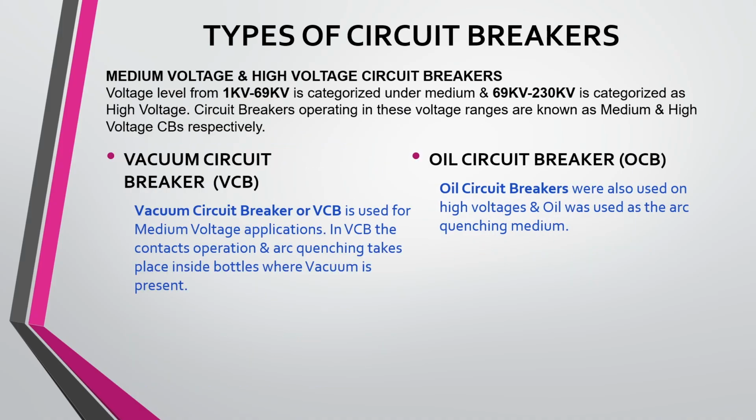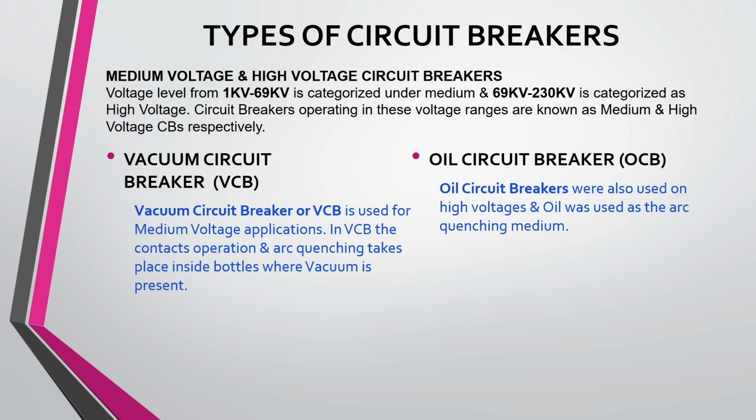Now talking about medium voltage and high voltage circuit breakers. So voltage level from 1 kV to 69 kV is categorized as medium, and 69 to 230 kV is categorized as high voltage range. Circuit breakers operating in these voltage ranges are known as medium and high voltage circuit breakers respectively.